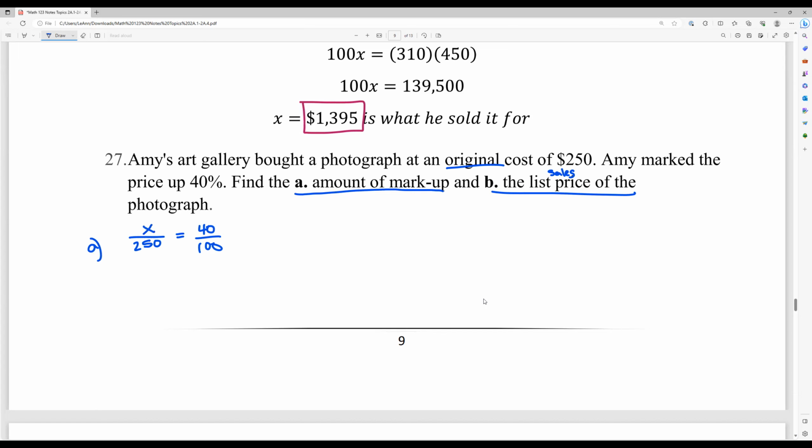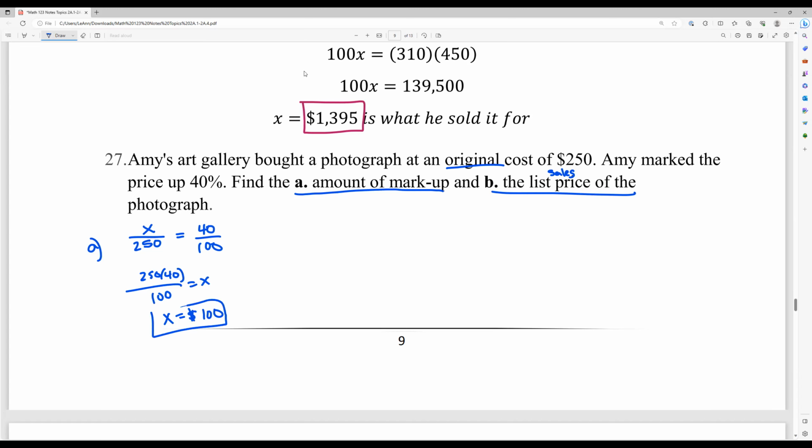If we cross multiply on this, we're going to get 250 times 40 over 100. And this just so happens to come out to 100. It just reduces down to that because this top is, I think it's 10,000, or is it 1,000? Let's see, 250 times 40 is, yeah, 10,000. All right, so that's our markup amount.